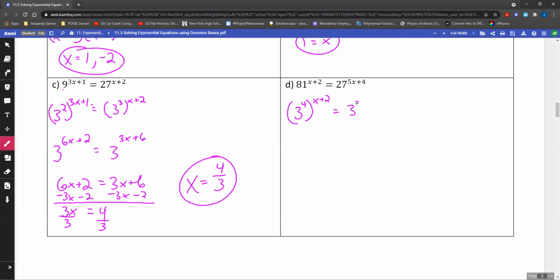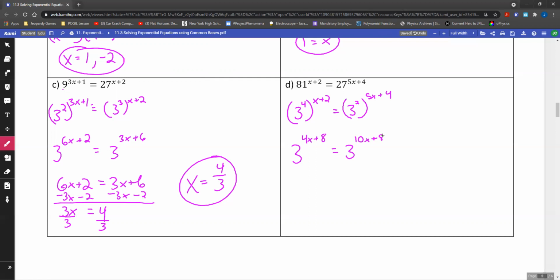And this is also still going to be 3 cubed. Once again, I'm going to multiply these two bases through the power rule. So this is going to be 4x plus 8. And this is going to be 10x plus 8. So now I have the exponents being set equal to each other.